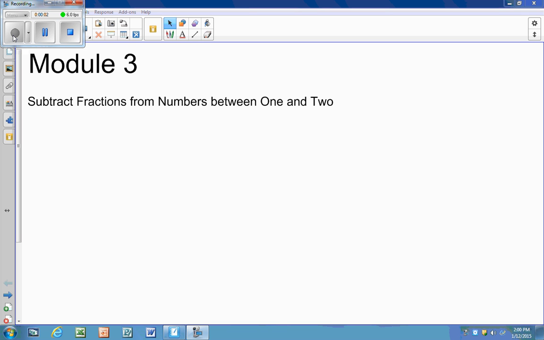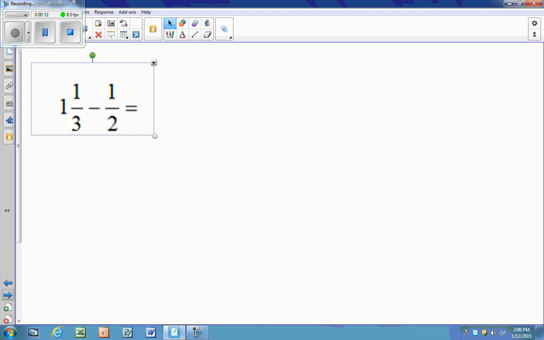This is Module 3, Lesson 9. We're going to subtract fractions from numbers that start between 1 and 2. So they are numbers that are greater than 1 whole. So we have here 1 and 1/3 minus 1/2.